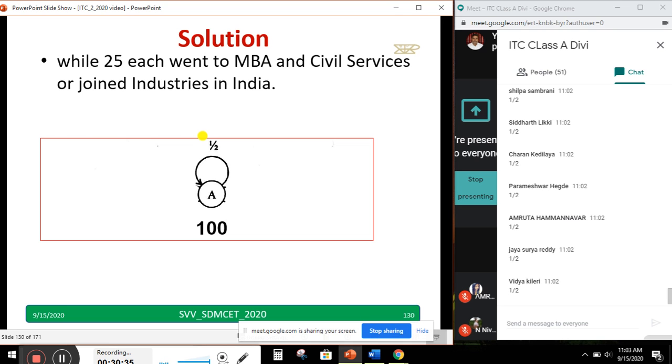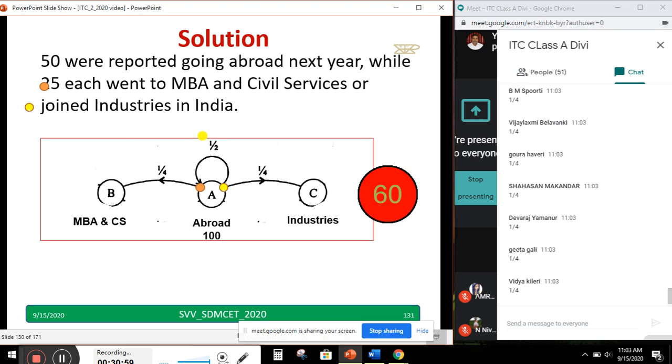While 25 each went to MBA and civil services or joined the industries in India, out of 100, 25 means how much will be the probability? 1 by 4. Bharat, very good. Sumit, 1 by 4. They are going to MBA and civil services, also joining the industry. So 1 by 4 I have to consider for B as well as C. Please try to understand. I will show you once again. Read this carefully. Observe the slide carefully.